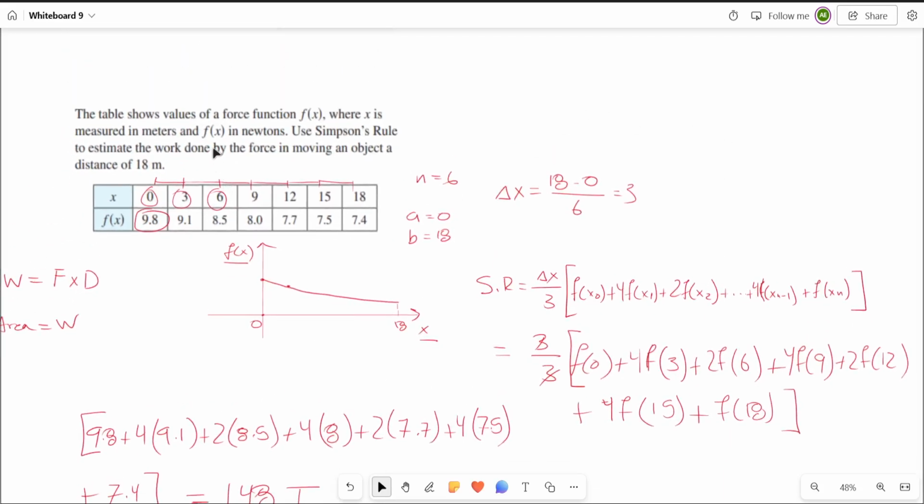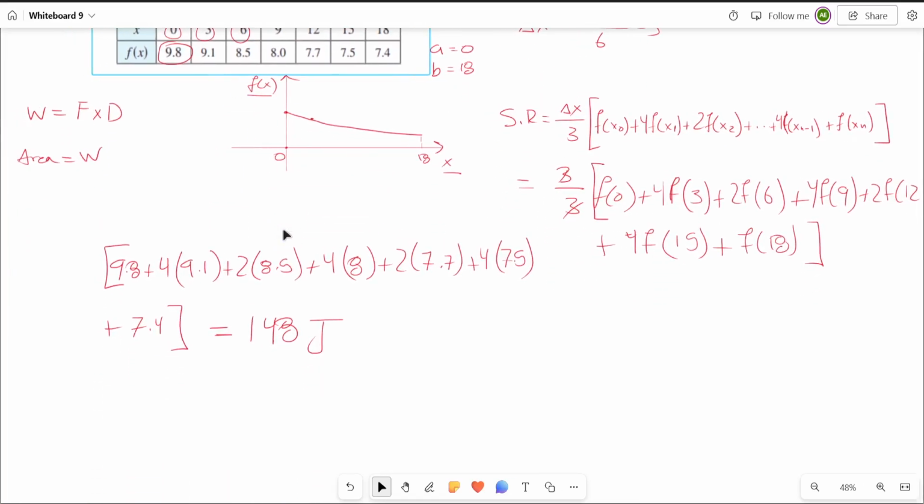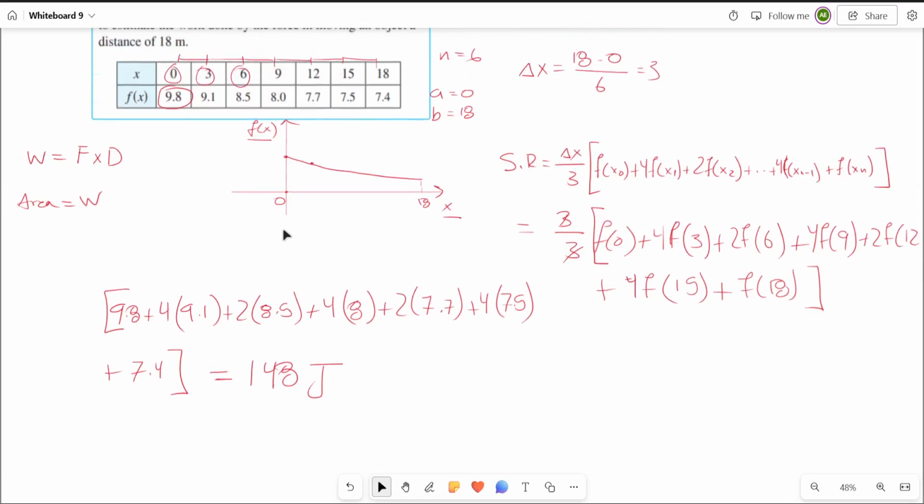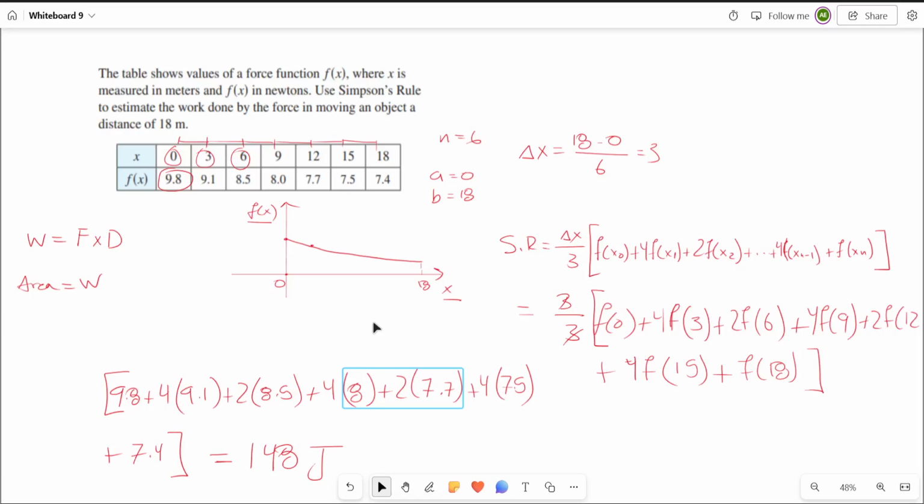And since this is work, the unit is supposed to be joules, because F is in newtons and x is in meters, so work is going to have joules as the unit. So from here, you can also use Simpson's, midpoint, or trapezium rule to solve questions where we don't even have a function, or when we have a function that's super difficult to integrate, or you just want to have an approximation.